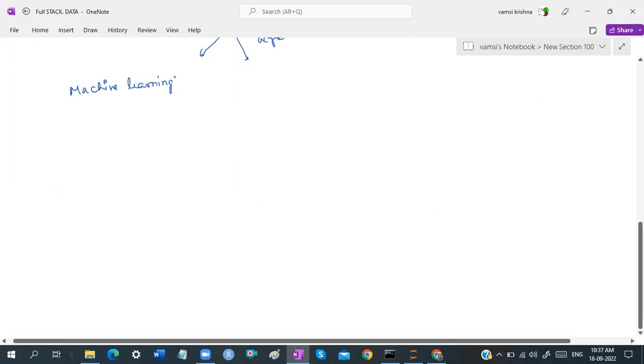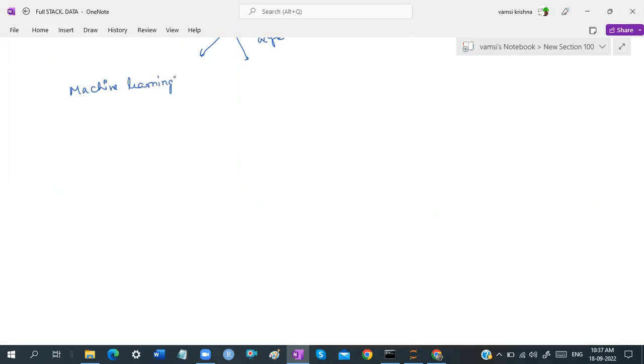Absolutely. Here one doubt arises. Can machines learn? Yes, Vamshi, absolutely. Even initially, these experts have been taught. So will the machines really learn?